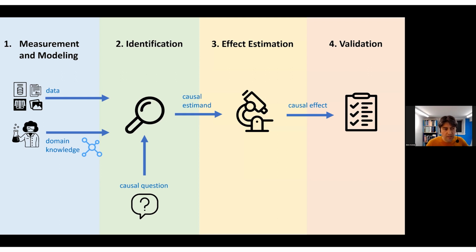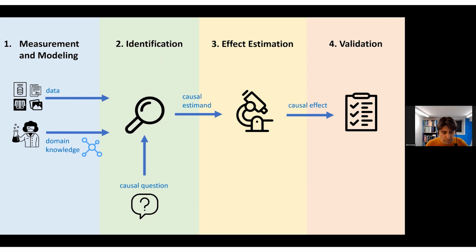For the specific task of effect inference, and then we can generalize this to other tasks, we focus on a four-step process where first we ask a practitioner, an analyst, to come in and model their system. They bring their data and they bring their domain knowledge expressed as a causal graph in the first step of the analysis, and we make it easy for them to express their assumptions in this step.